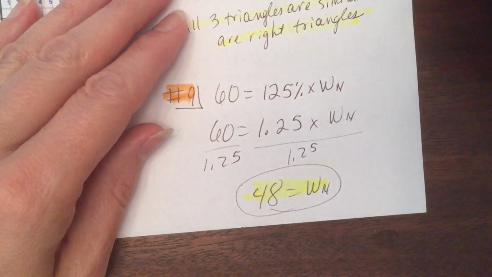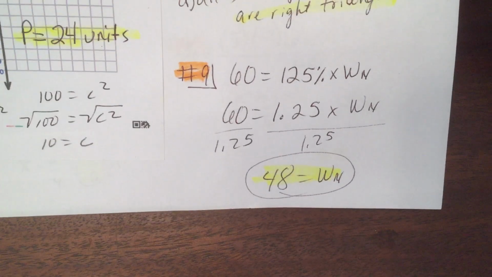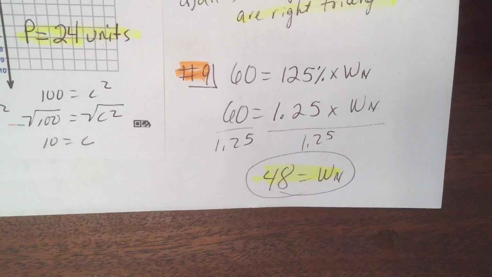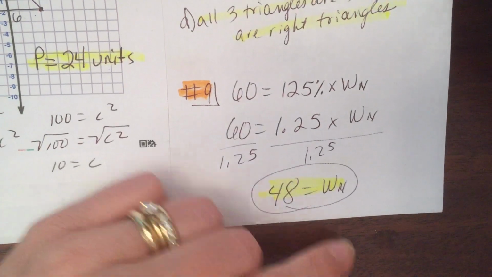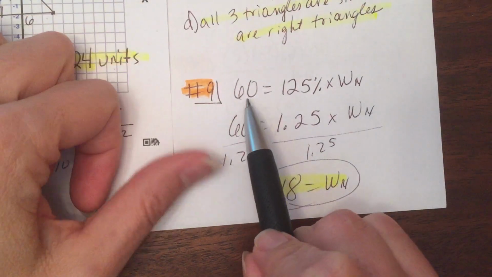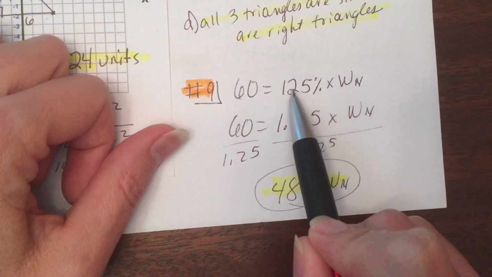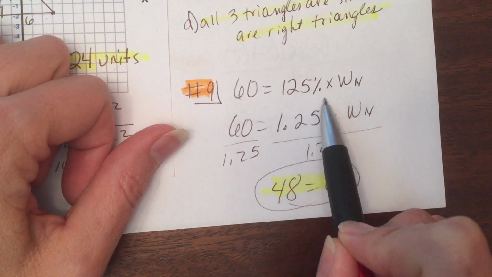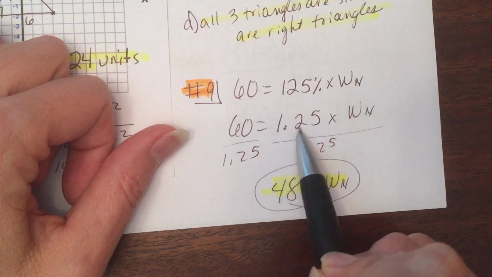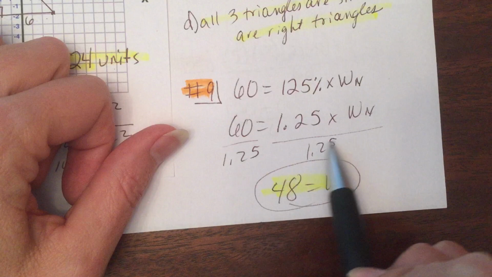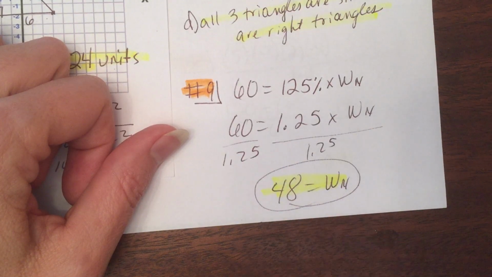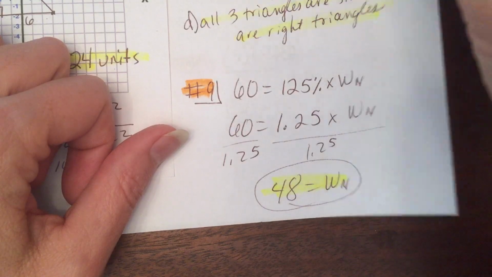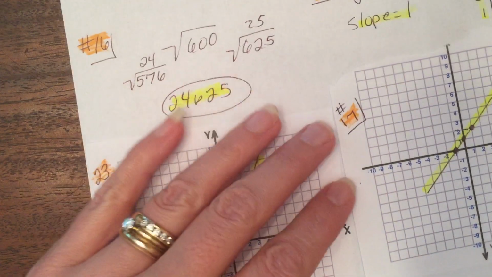Number 9, sorry. Number 9 says 60 is equal to 125% of what number? So I changed that into my equation. 125%, I divided by 100 to get rid of the percent. I got 1.25. Divide both sides by 1.25, and I get 48 is my what number? Number 10.